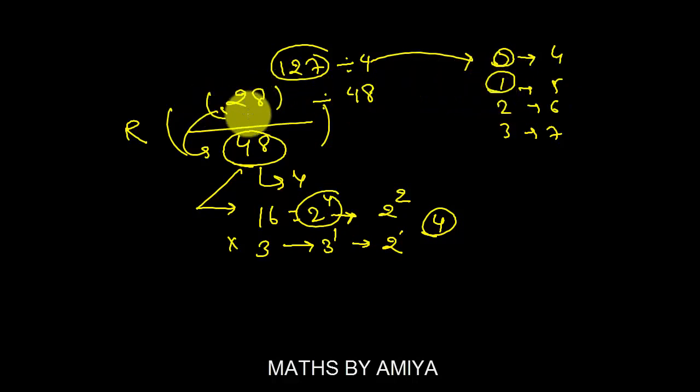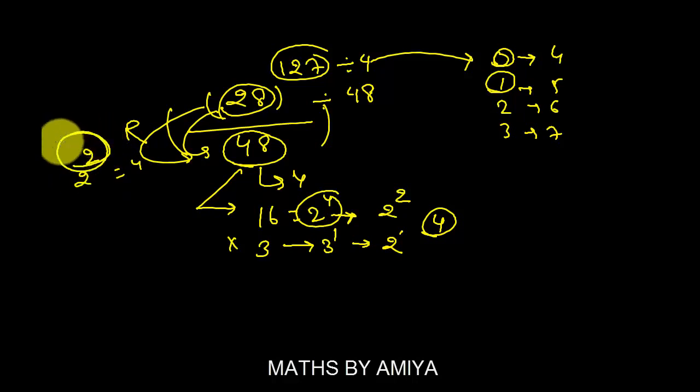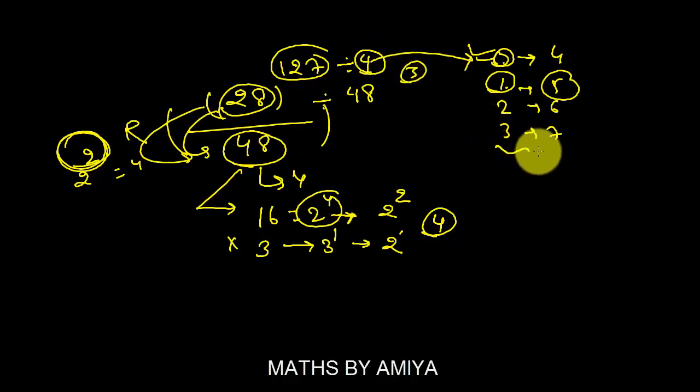So what is the common between 28 and 48? The common is nothing but 2 square, that is 4. So the 2 power would create a problem. If the first power creates a problem, then we should write 0 as 4. If the second power creates a problem, then 1 as 5. 127 divided by 4, what is the remainder? It is 3. It's not creating a problem. The problem is only with 0 and 1, the first two remainders, for 2 raised to power 2.